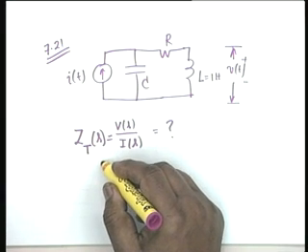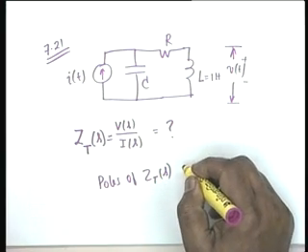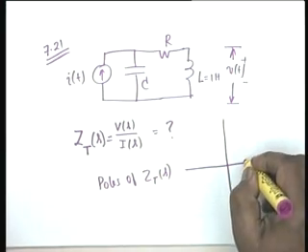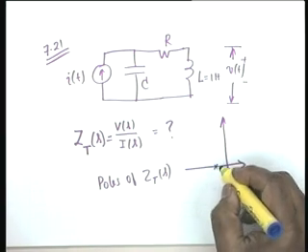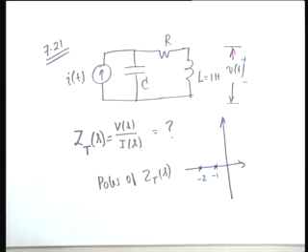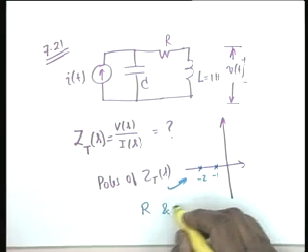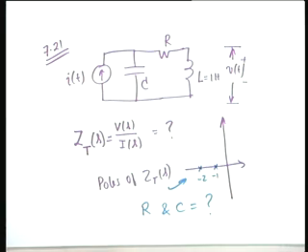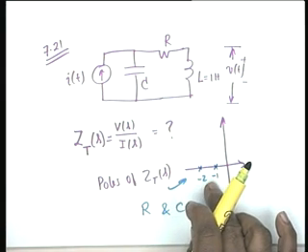You have to find this, and number 2, if Z_T of S has poles, the poles of the transfer impedance are at the two locations shown, here and here, this is -1 and this is -2. Poles of Z_T of S are given, one at -1 and one at -2. You have to find R and C. That is the second part of the question. First part is find this, then if the poles are located like this, what are the values of R and C.